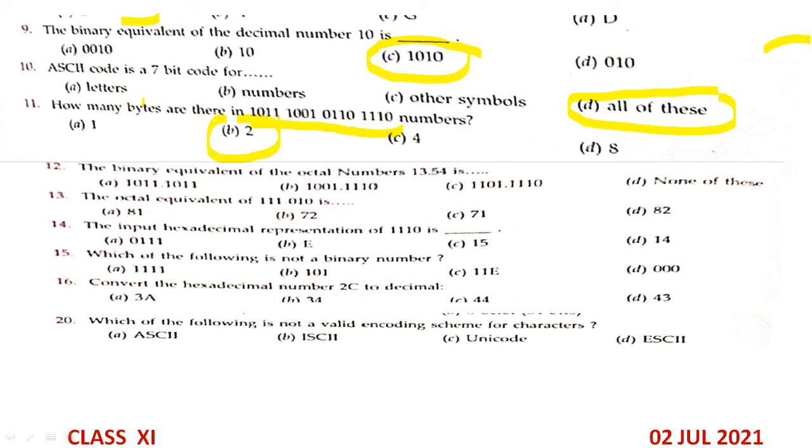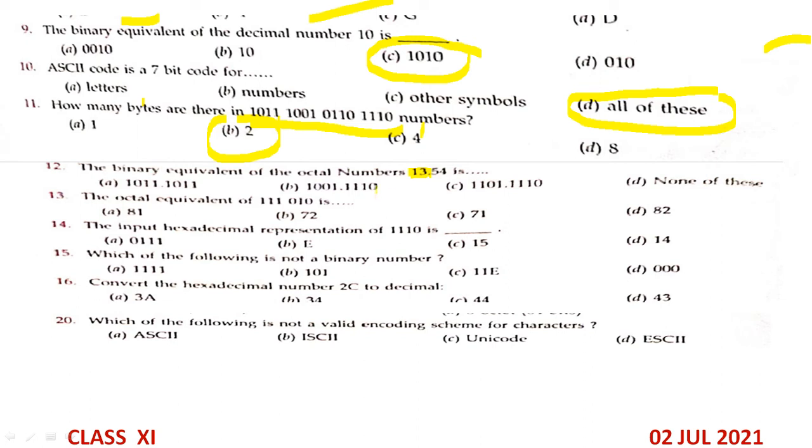Now question number 12. The binary equivalent of the octal number 13.54. We need to eliminate one by one. Now as we did in the case of question number 9. Similarly, for 13 we'll leave the fraction part for afterwards. In 13, 3 into 8 raised to 0 plus 1 into 8 raised to 1, if you want to convert it into decimal. Or else we write a binary equivalent: we can replace the octal digit by 3 binary digits.